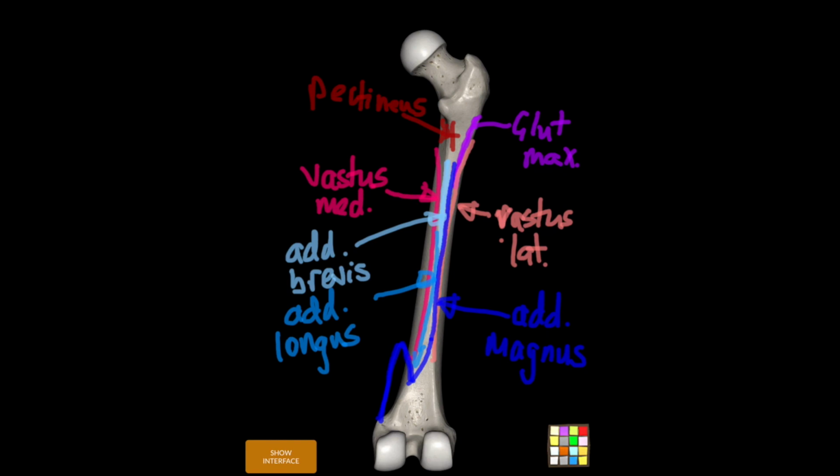So that's almost everything you need to know about the femur. Next time we'll look at the tibia and fibula together, the bones of the leg.